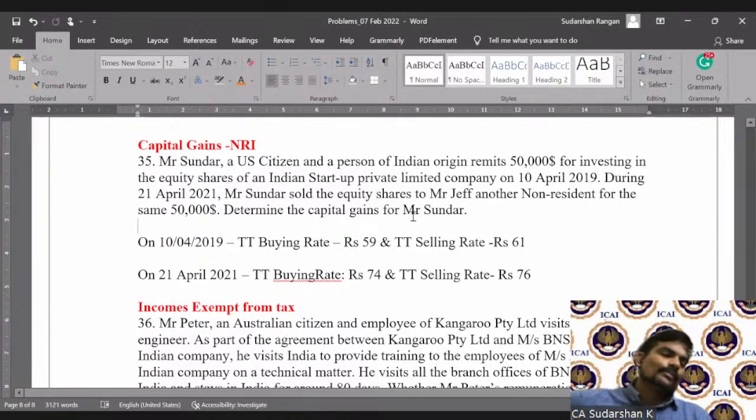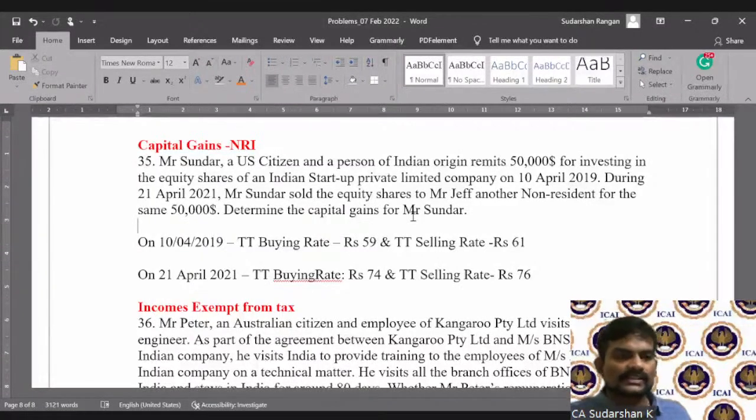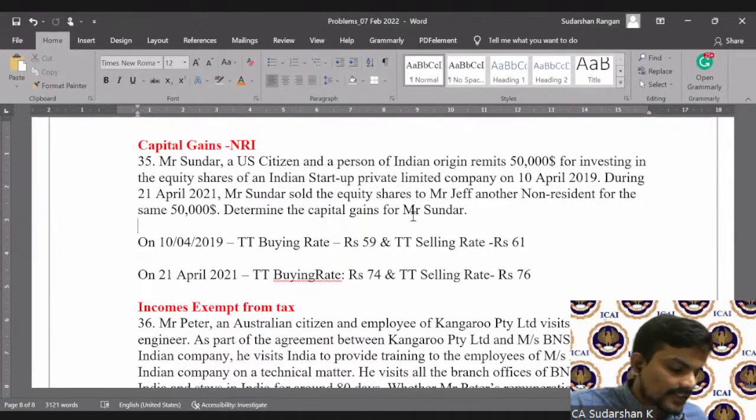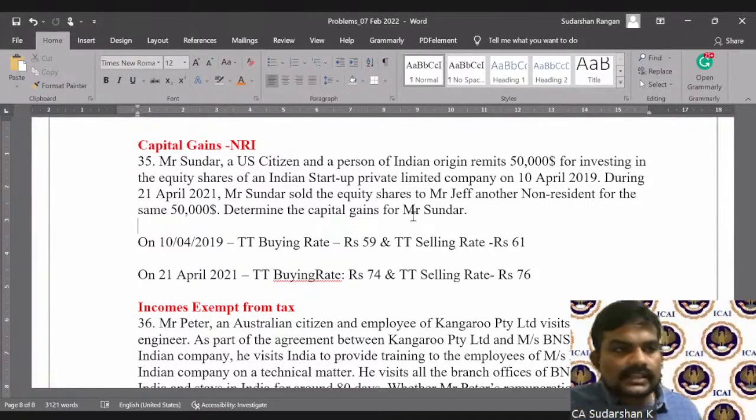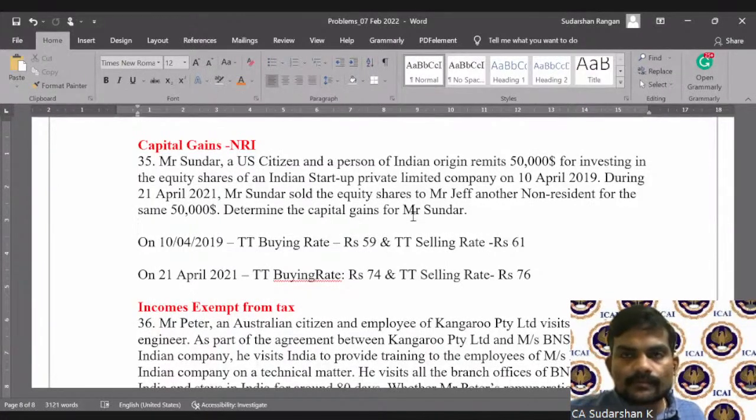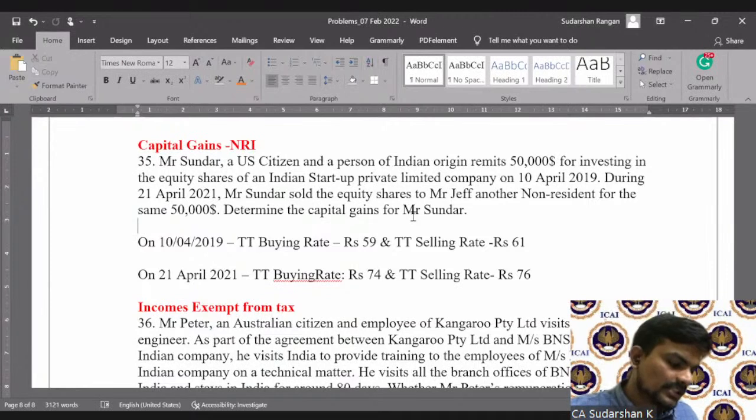So the point I want to drive here is not the entire capital gains, because you can see he has got it for $50,000 and then he has sold it, which is a long-term capital asset, because 10th April 2019 to 21 April 2021. He has sold it for the same $50,000. So on the face of it, there is no capital gains. But as you may see here, the first proviso to Section 48 computation gives this.